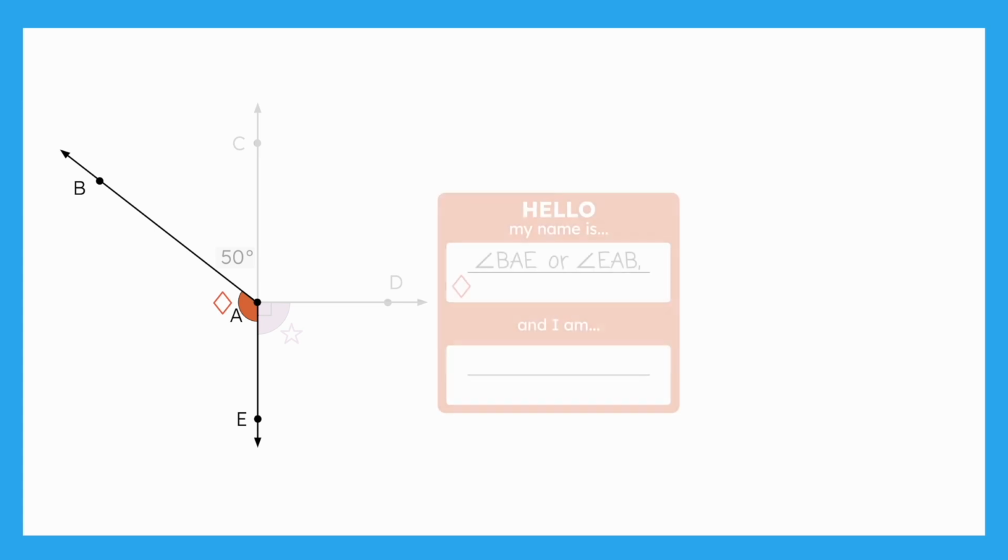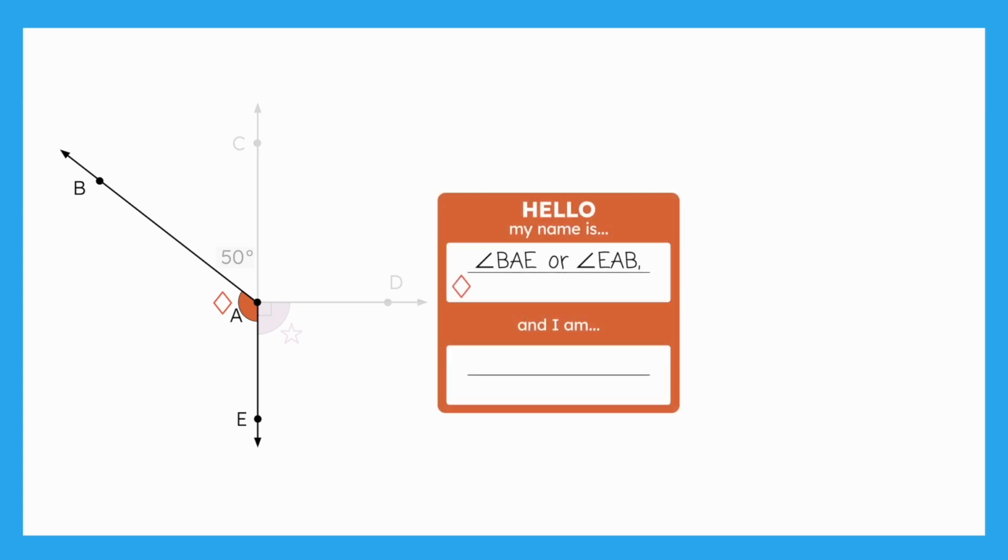This angle could be called angle BAE or angle EAB, and it is obtuse. Why? Because it's bigger than a right angle. We can imagine a right angle fitting inside it with room to spare.